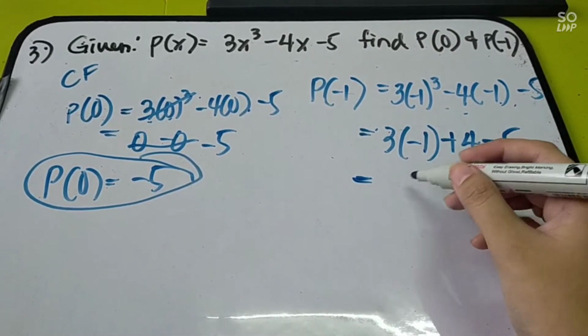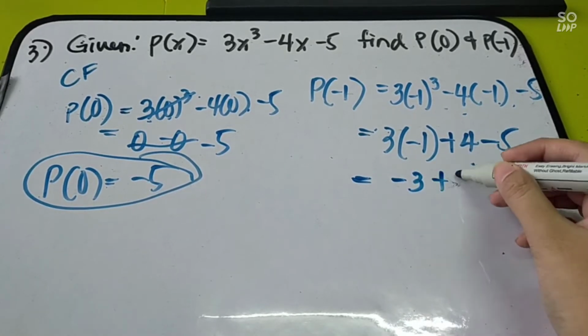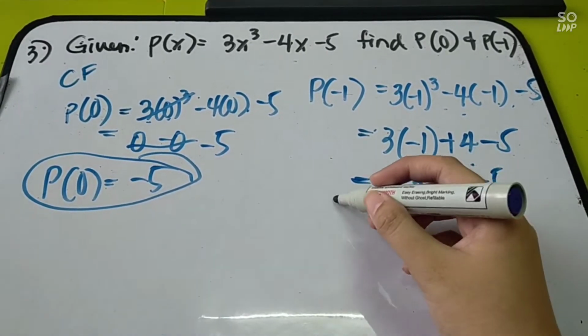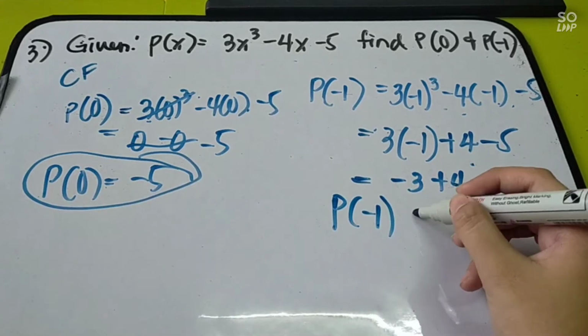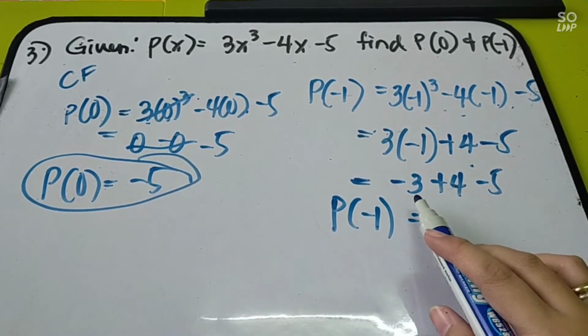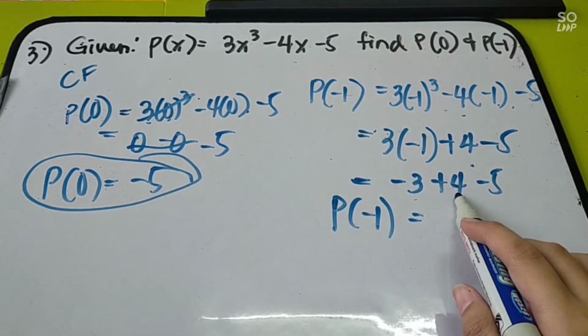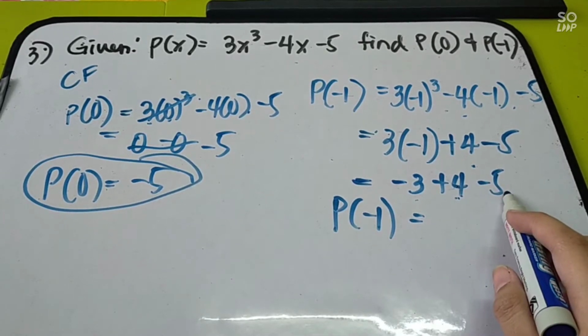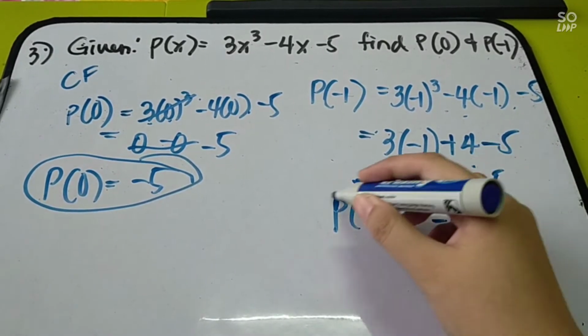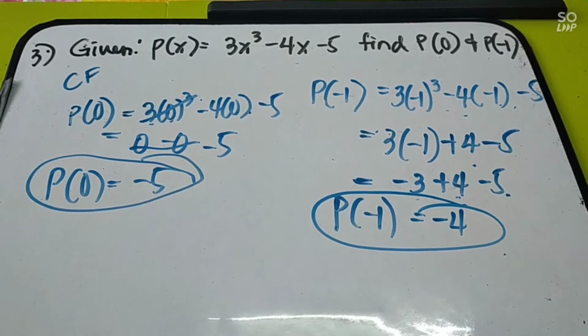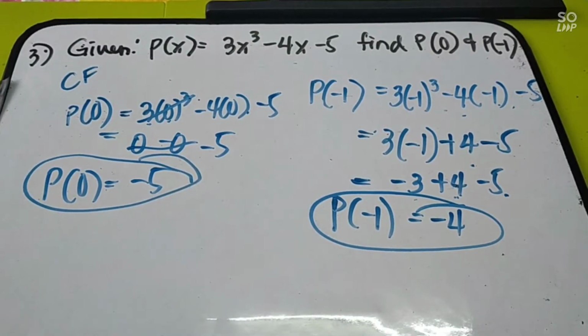Simplify. 3 times negative 1 is negative 3 plus 4 minus 5. Therefore, p of negative 1 is equal to, just simplify, negative 3 plus 4 is positive 1. 1 minus 5, the answer is negative 4. That is it. We're done. Okay? So, let us have more examples.